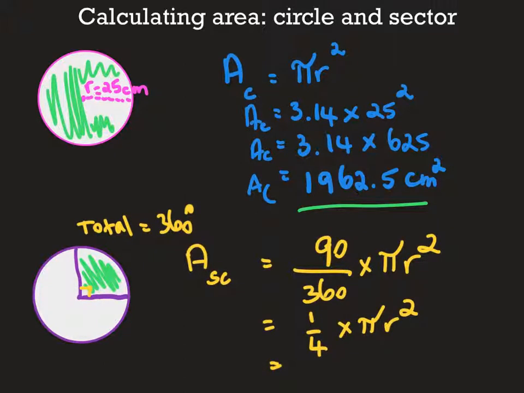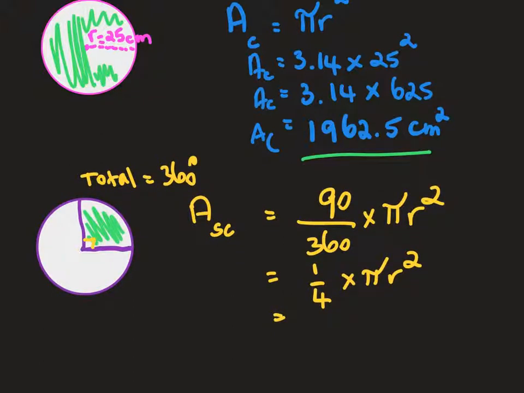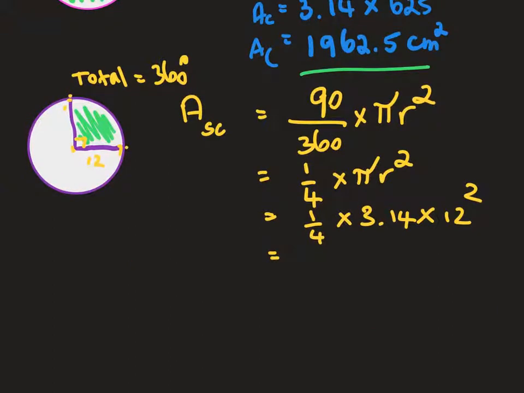Let me just move up the screen. Before we go any further though, let's say this is a 12 centimeter radius. So from here to here is the radius, and here to here is also the radius. And between here and here is the arc, just so you know. Okay, so carrying it forward, 1/4 times pi, which is 3.14, times 12 squared. Just moved it up a bit because I really want to break this down for you.